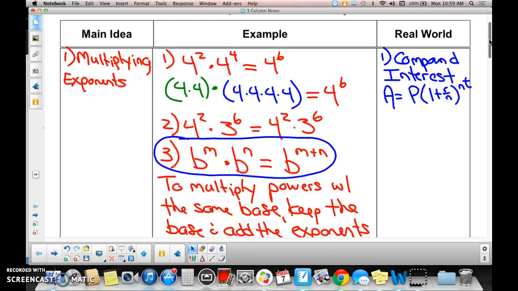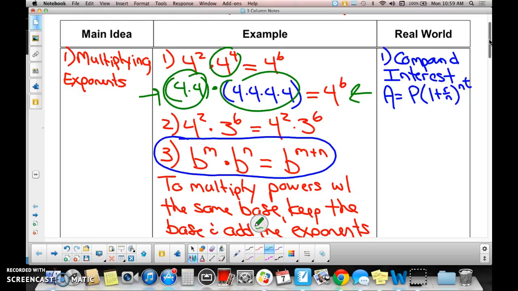And you can see the example on number 1. You can see the explanation. This is what I would call the explanation right here. 4 squared is 4 times 4. 4 to the 4th is 4 times 4 times 4 times 4. And then you have the base of 4 multiplied 6 times.